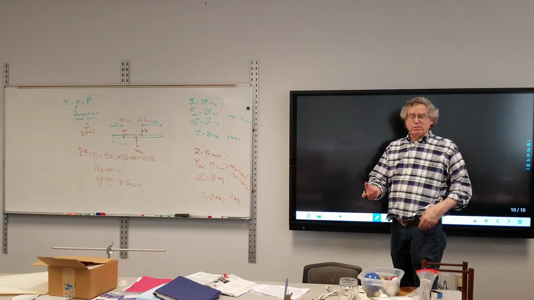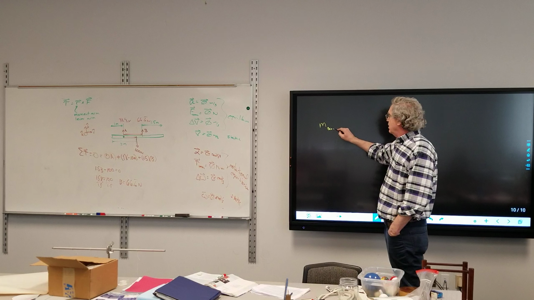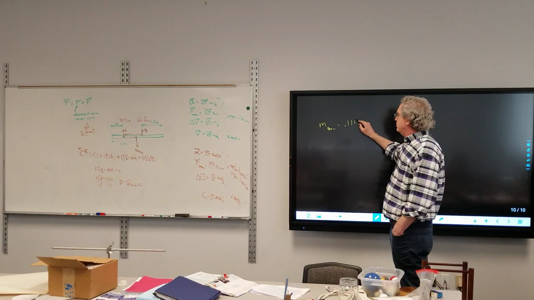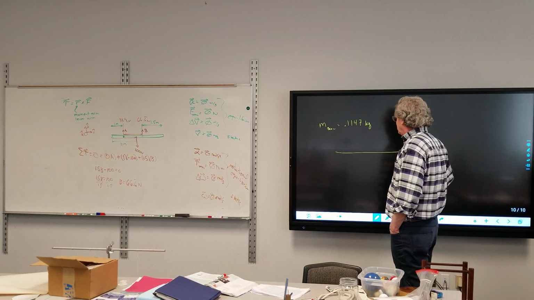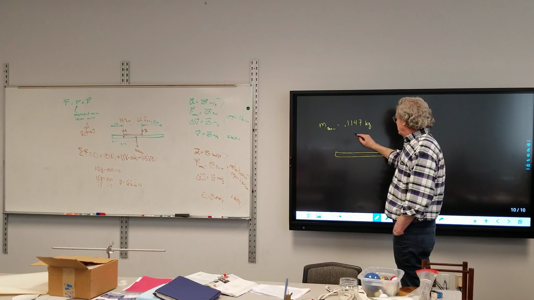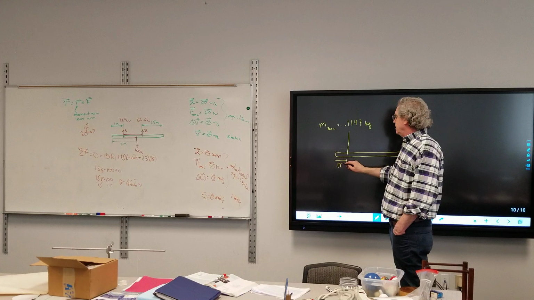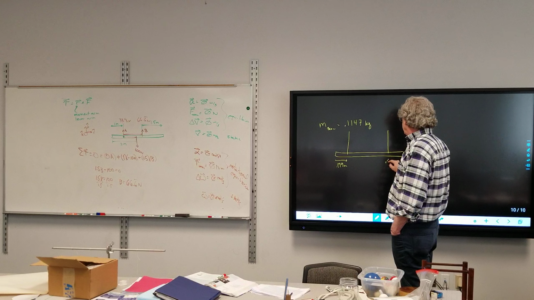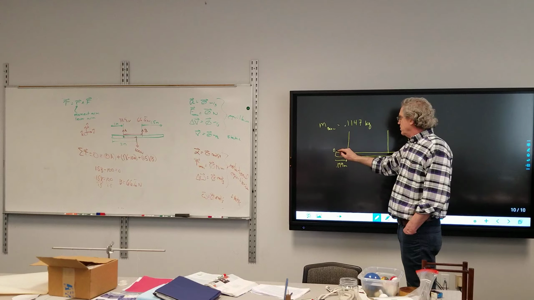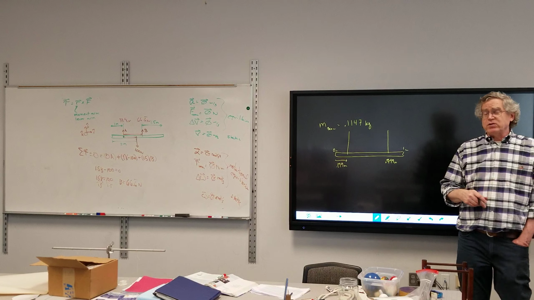You have the beam, you find the mass, you have a meter stick, you find the mass. So mass of beam, 0.1147 kilograms. You'll have it strung up at 0.199 meters, and you'll have another one strung up here at 0.799 meters. This is 0 meters at this end and 1 meter at this end.